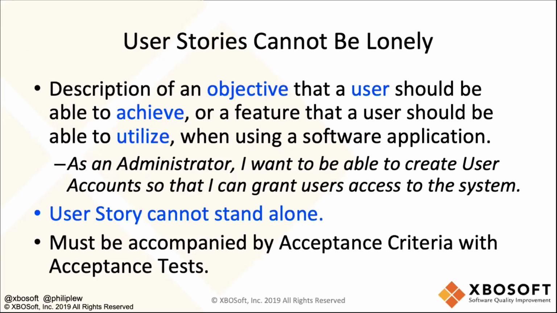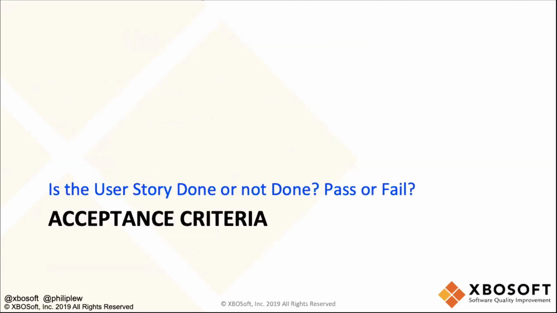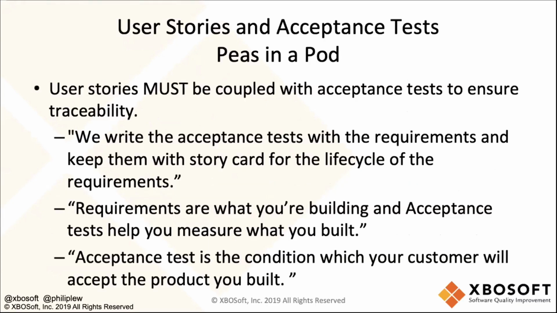User stories cannot be lonely. They have to go with acceptance criteria. So when Cheney was showing the description, we like to put, when you have the tests, each test in this description should have the criteria that go with that. So let's get into acceptance criteria.